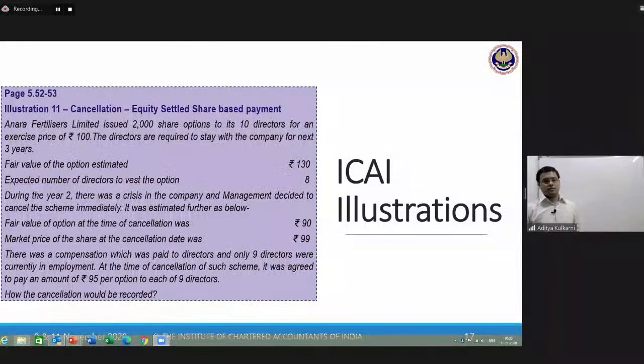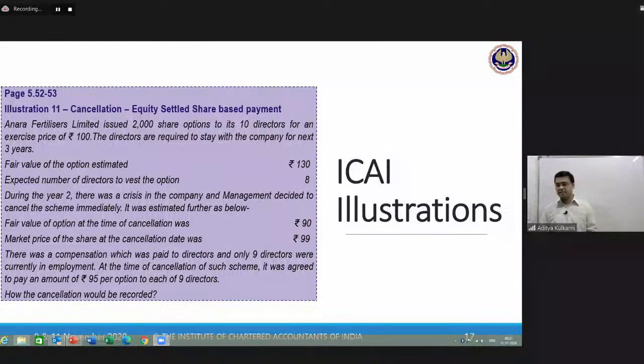Anara Fertilizers Limited issued 2000 options to its 10 directors for an exercise price of 100. The directors are required to stay with the company for the next 3 years. Fair value of the options estimated is 130. Expected number of directors to vest the option is 8. During year 2, there was a crisis in the company and management decided to cancel the scheme immediately. It was estimated further as below. Fair value of options at the time of cancellation was 90. Market price of the shares at the cancellation date was 99.